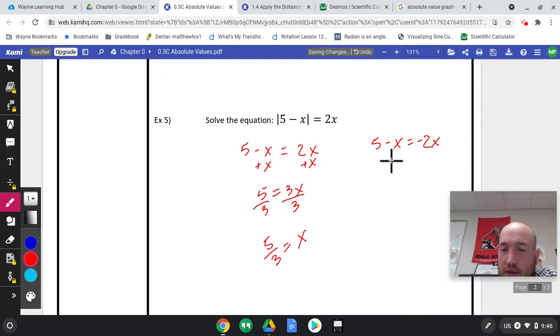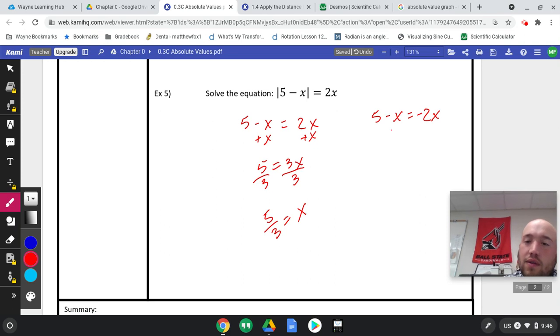And then on this other one, add the x. 5 would equal negative x. Divide. And x equals negative 5.